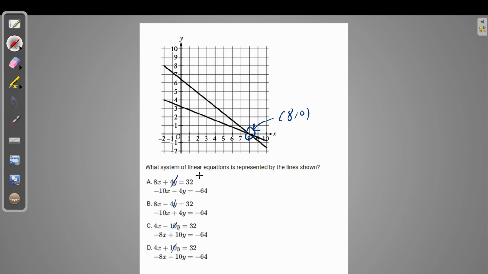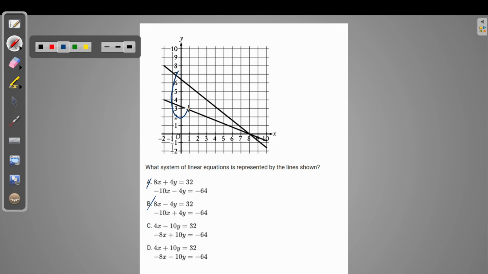So 8 times 8 is 64, which does not equal 32 for both a and b. And then for c and d, 8 times 4 is 32 for both c and d. And for the second equation, negative 8 times 8 is already negative 64, so that's also right. Now that we're done with the point of intersection, we can move on to another variable, which in this case is the y-intercept, or the b value in y equals mx plus b.